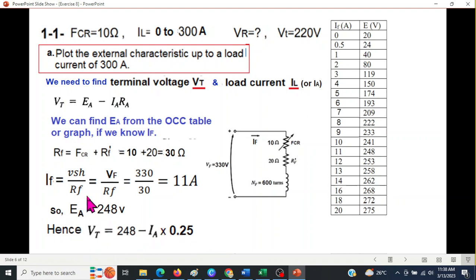And now we put the value of EA in this table, 248. IA we have to assume from 0 to 300, and RA is also given in the book, which is 0.025.